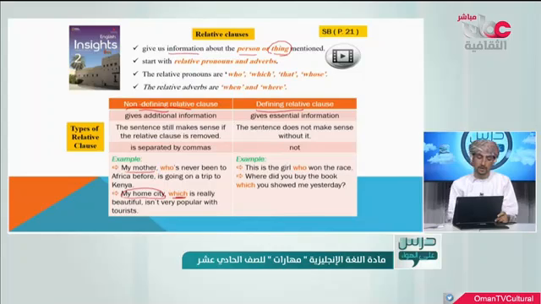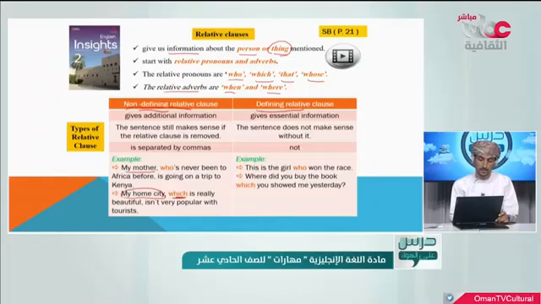Good. Also, relative clauses start with relative pronouns and adverbs. The relative pronouns here are who, which, that, and whose. We'll have more examples later on. We also have relative adverbs, when and where. Okay, good. Now, what is a non-defining relative clause?